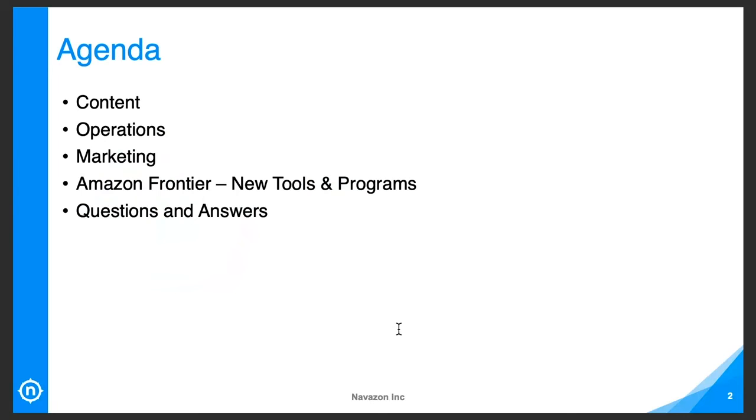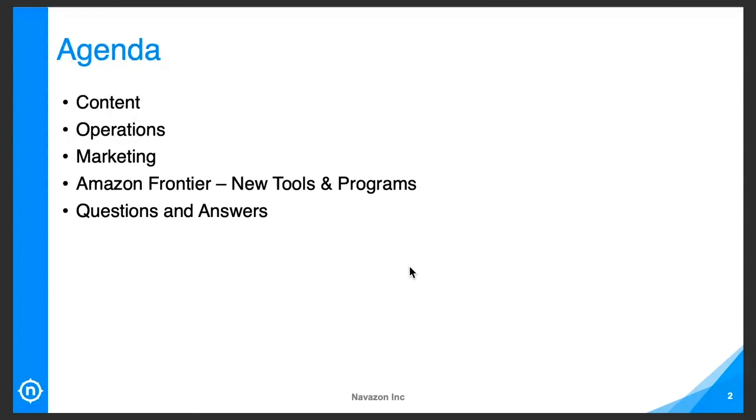On today's agenda, as always, we're looking through content, operations, marketing, and then the Amazon frontier, which is going to be some new tools and programs. And then, as with all our webinars, the final 15 minutes will open up for questions and answers. If you have any questions out of that time, feel free to unmute your mic and ask a question, or drop your questions in the chat box if you'd like.